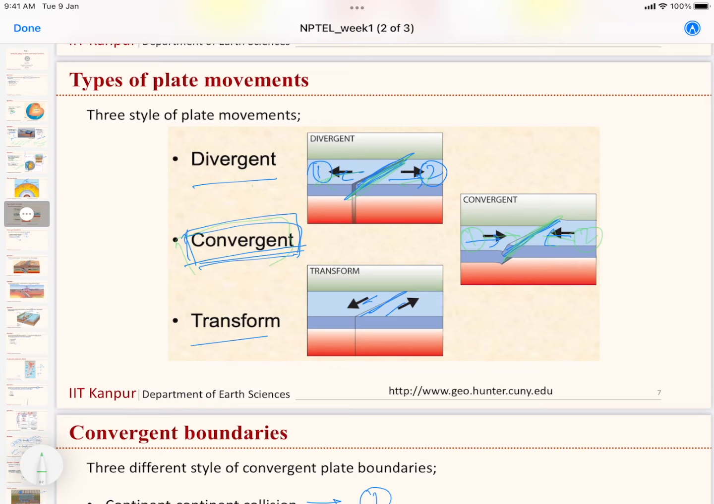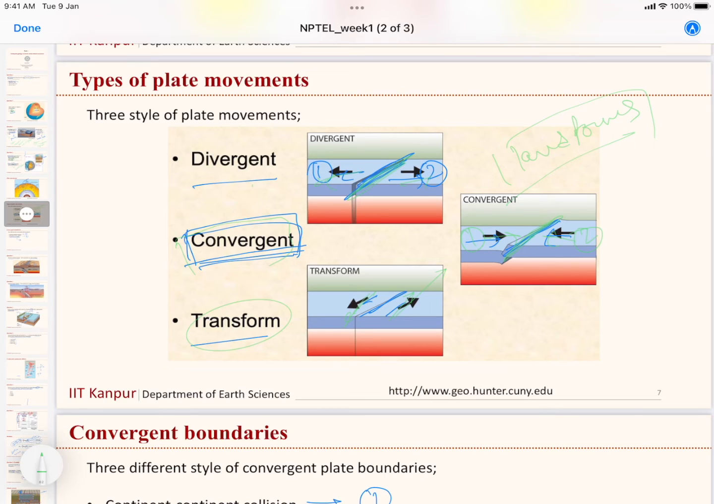And the third type of movement that we observe during plate tectonics is the transform movement, where they just slide past each other. One plate is moving in one direction and the second plate is moving in the opposite direction. So these are the main three types of plate movement we see, and due to this plate movement we also see the landforms on the earth's surface, because these are happening below the surface, so we don't experience this kind of movement.